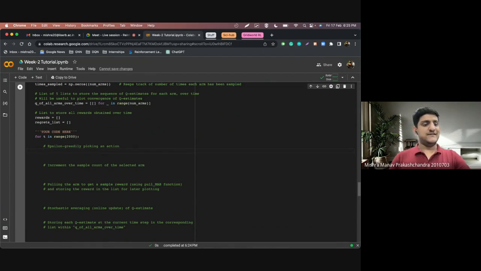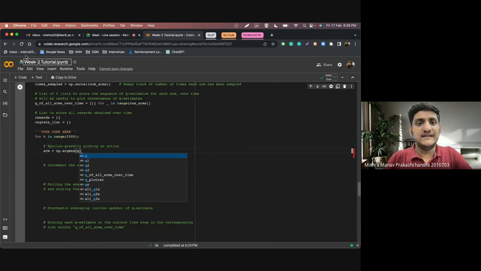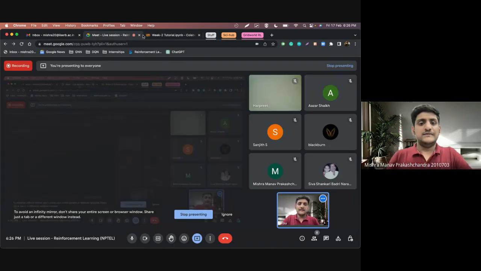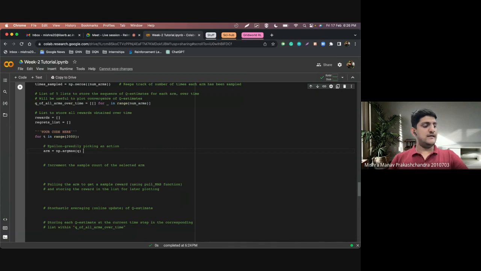Okay. So first I want to epsilon greedily pick an arm. So I'll say that my arm is equal to, what could it be? So I can say my arm is equal to argmax of q if np.random.rand is greater than epsilon, else I do np.random.randint of num arms.